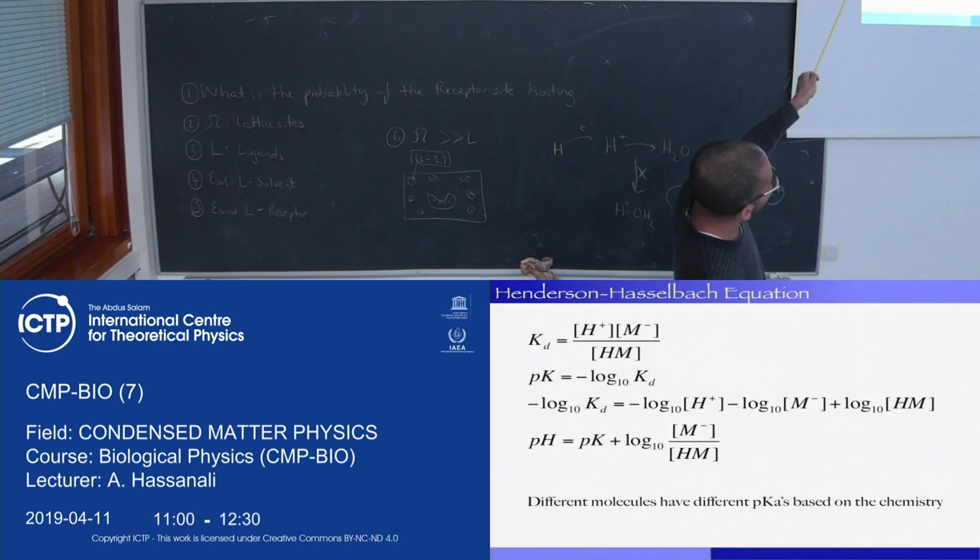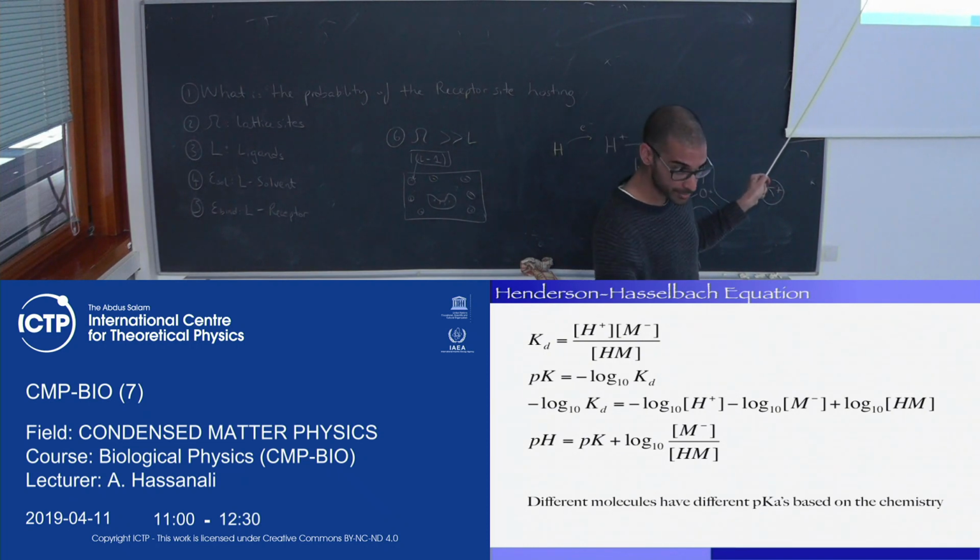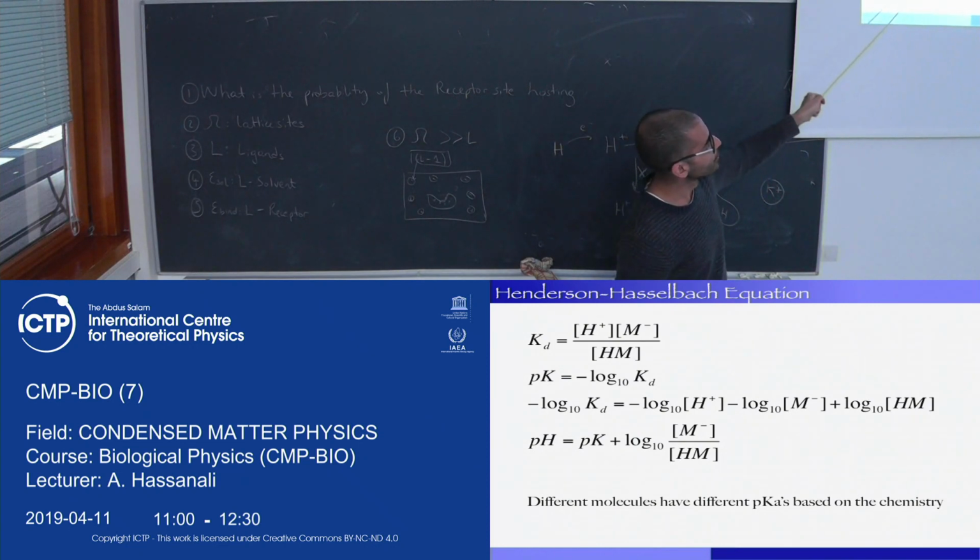You all probably saw this at some point, but I just remind you. This is the dissociation constant. pK is minus log of this. If I write it out, I get the Henderson-Hasselbalch equation. It tells me a relationship between pH, minus log of the concentration of protons, the pK of my molecule or substance, plus the log of the ratio of the general base to the general acid.